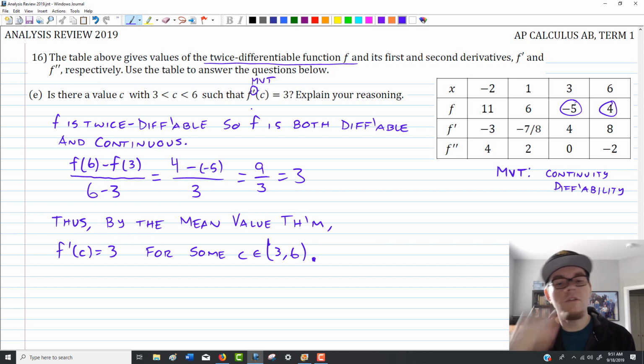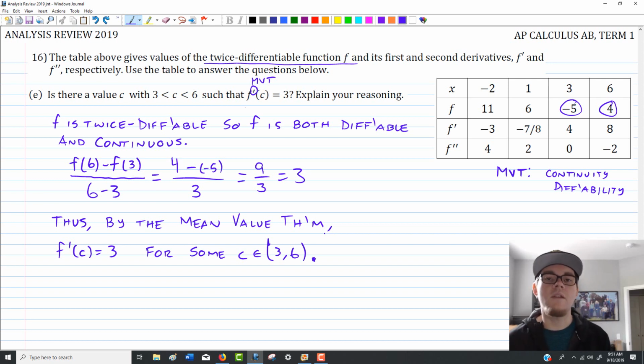We found the average rate of change. Fortunately for us, it was equal to exactly what the problem asked us for. That was why they wrote the question. And then we were able to state, using the mean value theorem, that f prime of c has to equal 3, otherwise known as the average rate of change, for some c value between 3 and 6.